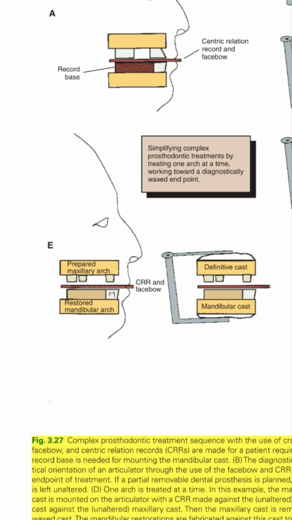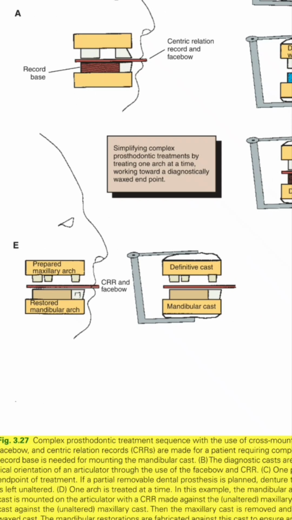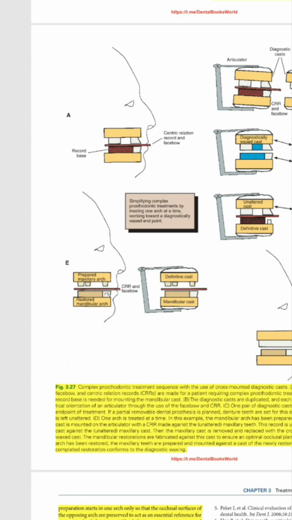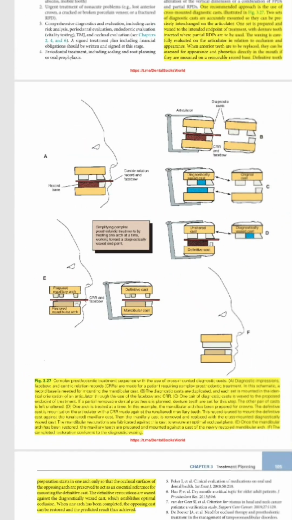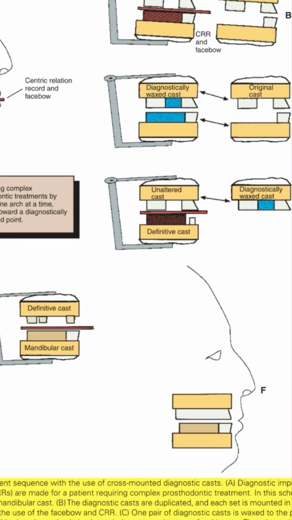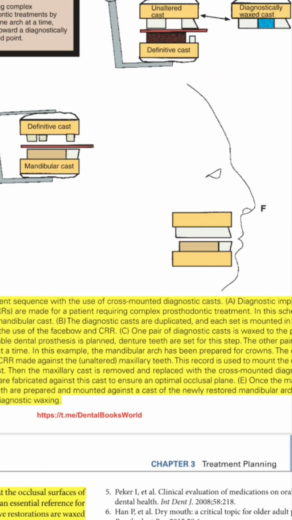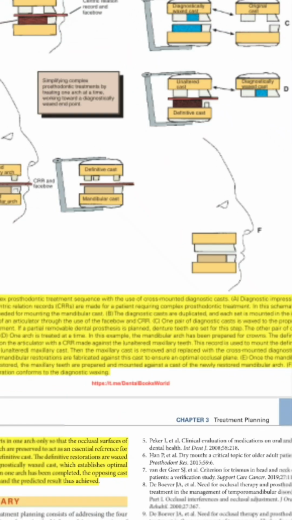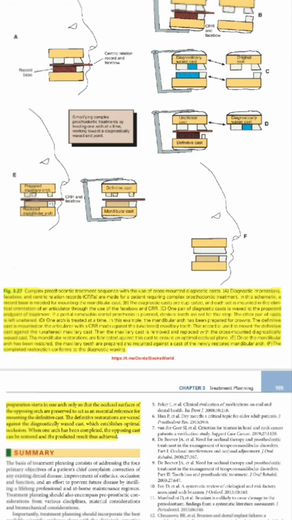Then we mount the mandibular cast of the restored mandibular arch of the patient against the definitive cast and start the building that has the complete resemblance of the wax-up we did the first time.